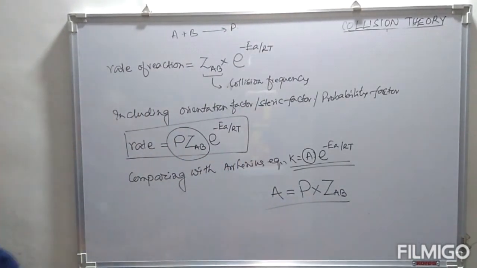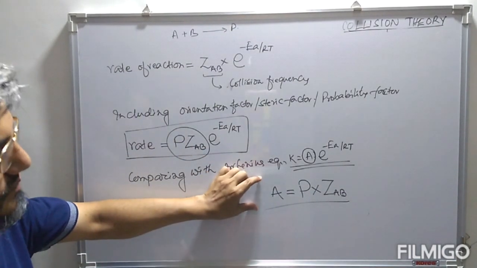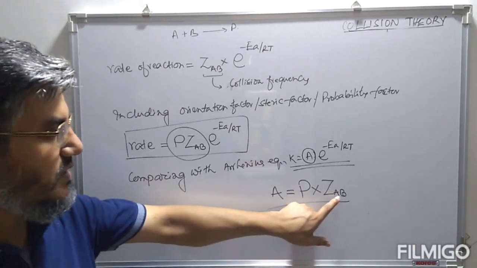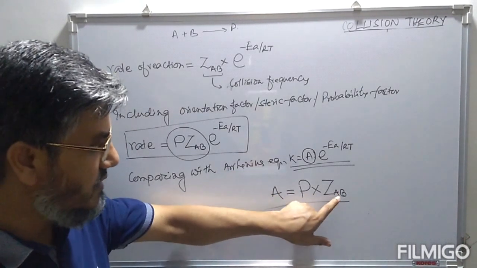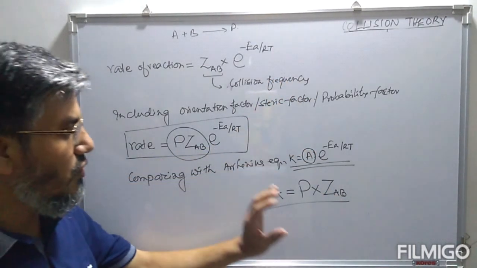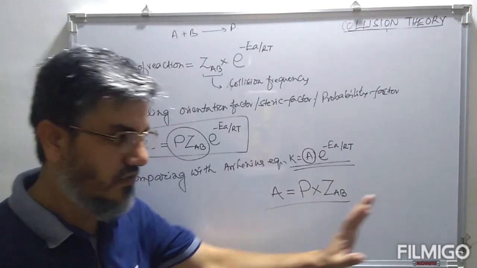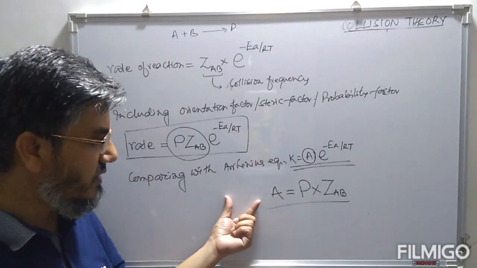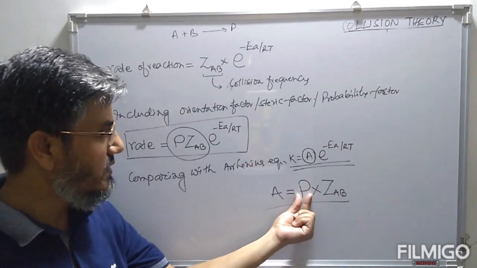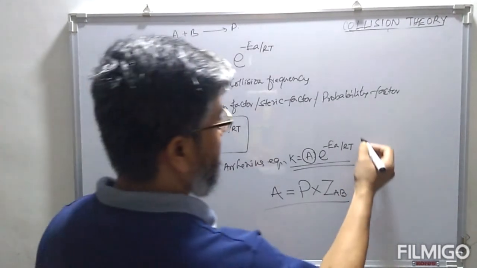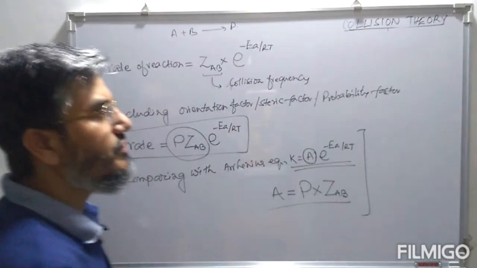That means only those collisions which satisfy this orientation factor are known as effective collisions, and only this effective collision is leading to the product formation. That means all collisions will not lead to the product formation. For these collisions to be effective, this orientation factor and this energy factor has to be satisfied. This is the collision theory.